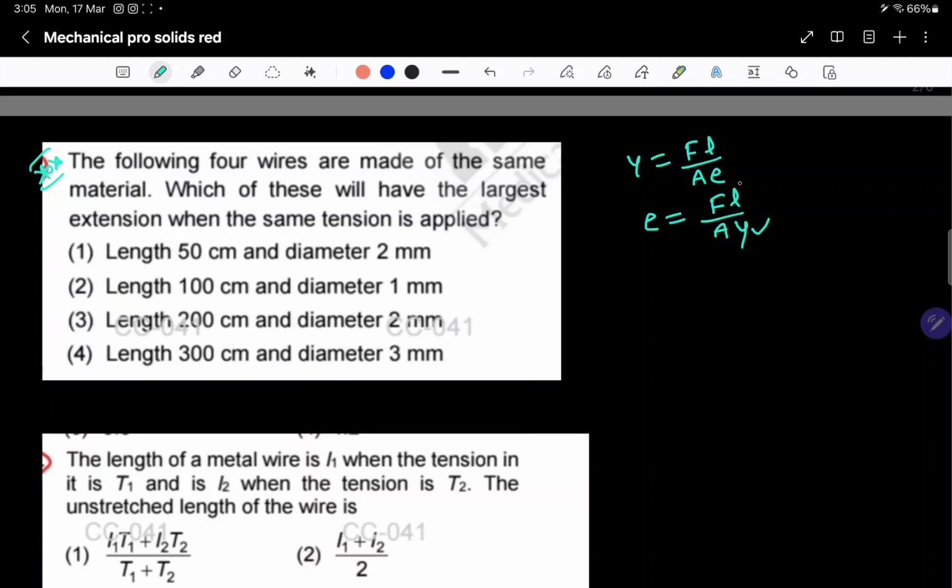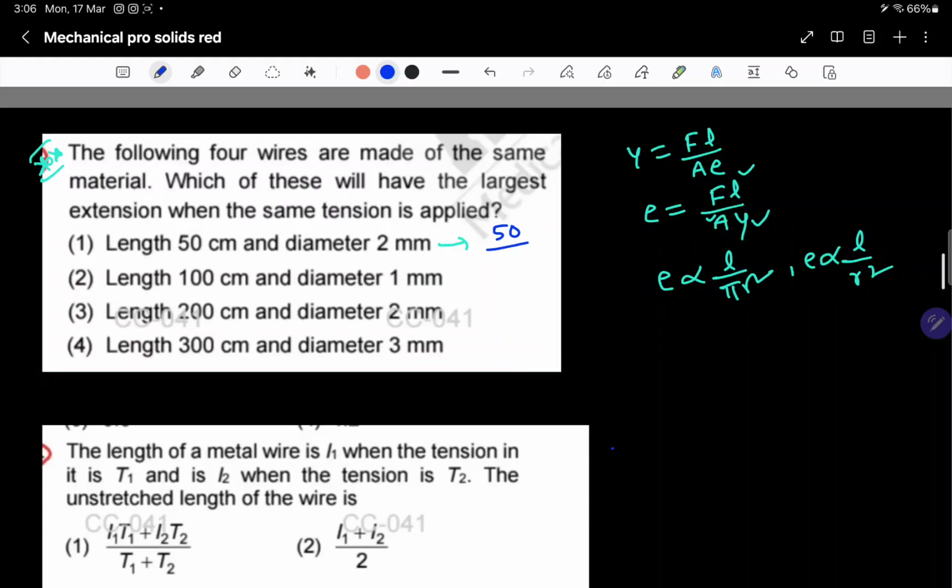For different lengths given and different areas given, students, elongation is directly proportional to length, and area of cross section is pi r square. Pi is constant only. So elongation is directly proportional to length and inversely proportional to r square. So just see which is more; from here you can easily calculate. The length here is 50 centimeter given. All units are the same, students, no need of conversion here. Here centimeters, here millimeters given, no need for conversion.